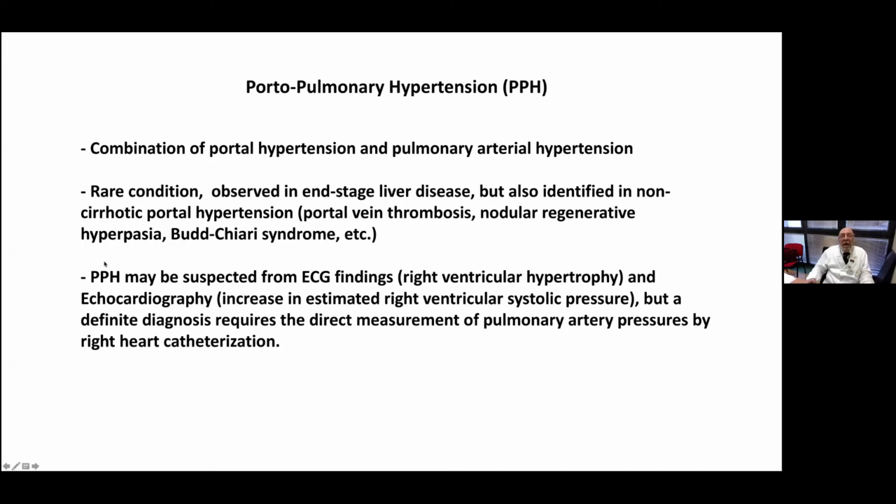Well, portopulmonary hypertension is suspected when there are ECG findings of right ventricular hypertrophy, or when echocardiography shows an increase in estimated right ventricular systolic pressure. But you remain uncertain until a definite diagnosis is made, and this requires the direct measurement of pulmonary artery pressure by right heart catheterization.